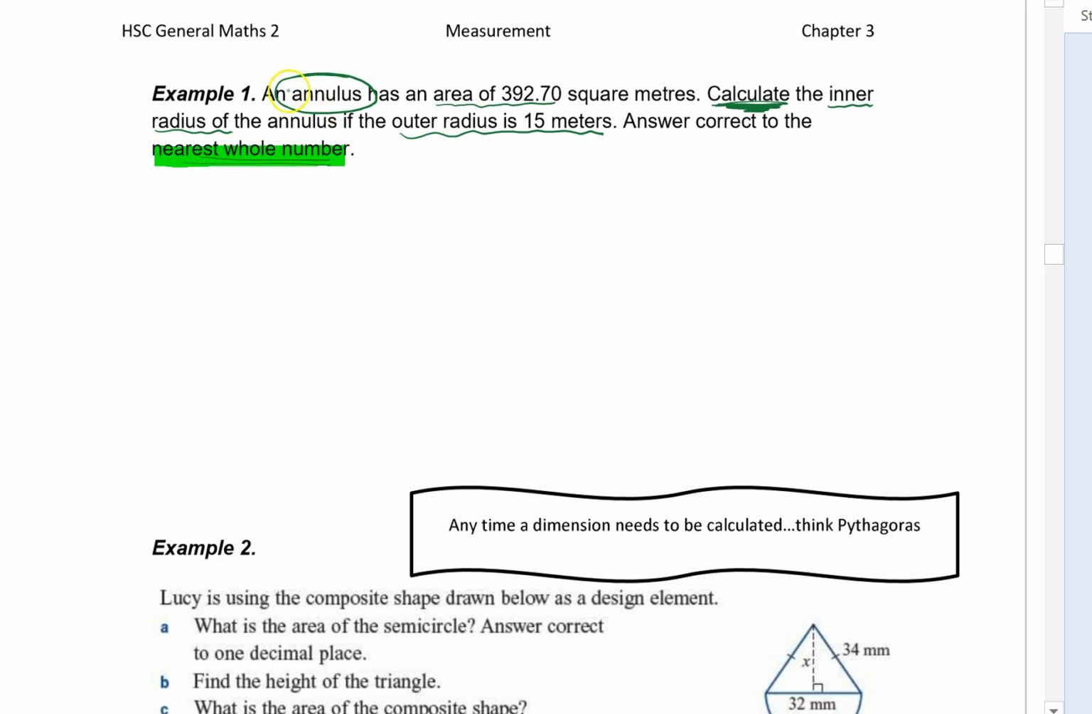As you can see there, I've circled annulus. Why? Because there's a formula for the area of an annulus, and at this stage I would write that down. The area is equal to pi times big R squared minus little r squared, and I might also draw it. It's good enough for an annulus, and it is this shaded area.